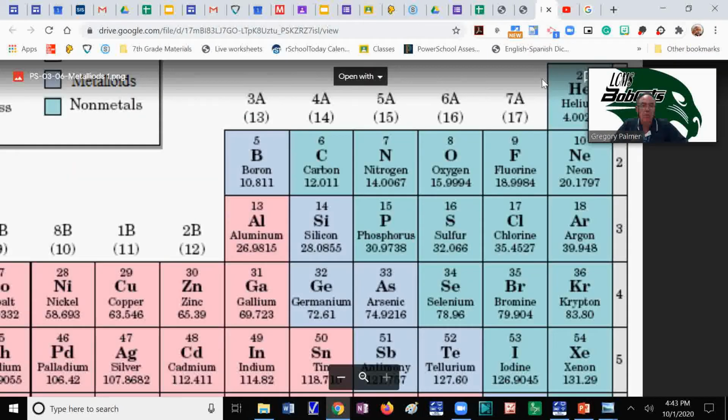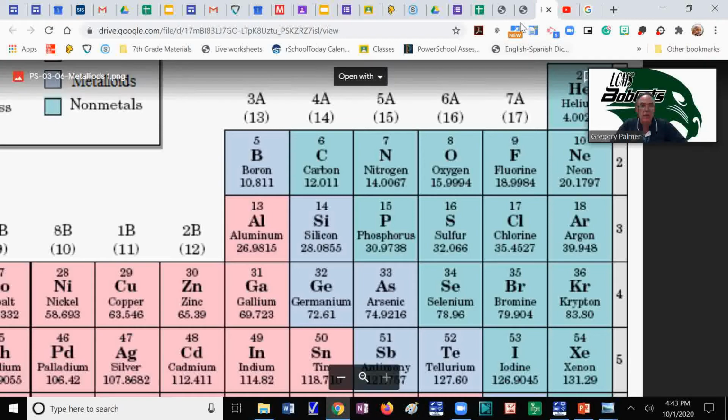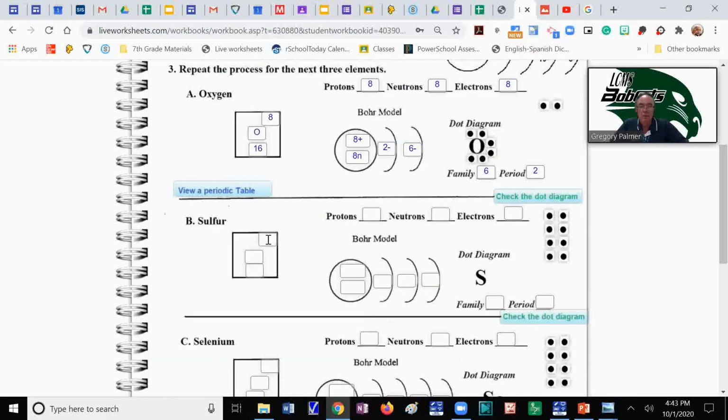Look at the periodic table. You're going to see sulfur is right here under oxygen in the same family. It has an atomic number of 16 and a mass of 32. And here, our symbol is S. And then we have an atomic number of 16 and a mass of 32.